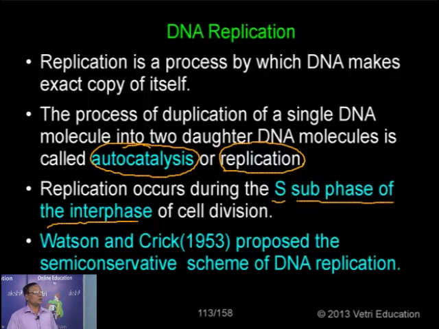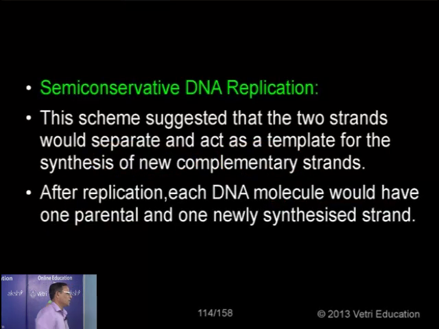Two scientists had already proposed the molecular model of DNA, the same persons, James Watson and Francis Crick. In 1953, these two people proposed a scheme called the semi-conservative scheme of replication. So the replication of DNA occurs by a method called the semi-conservative method. What is the meaning of the semi-conservative method of replication?